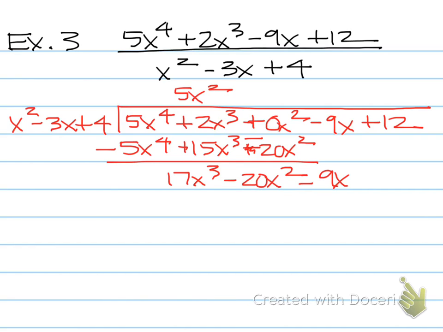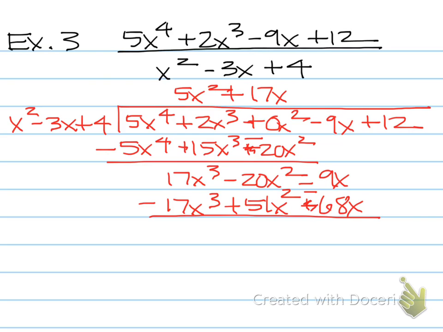To get 17x cubed, we have to multiply x squared by 17x. So we have to multiply now 17x by all the terms in the divisor. Change the sign of the bottom row and add them up. Bring down that last term. And then ask yourself, what do you have to multiply x squared by to get 31x squared? And the answer is 31.